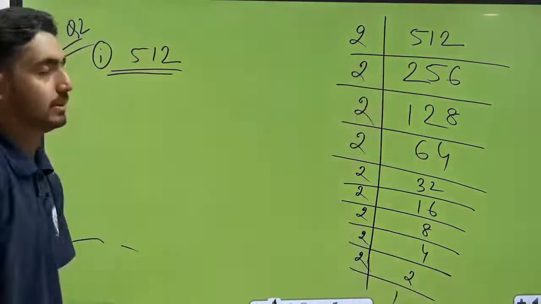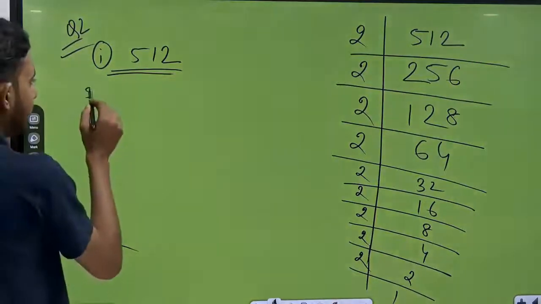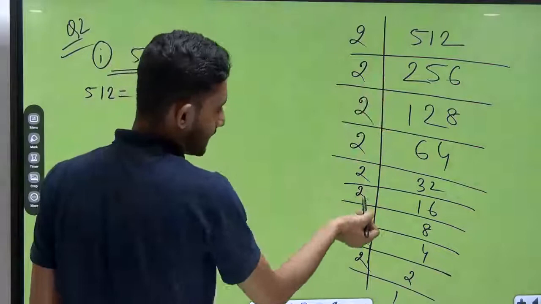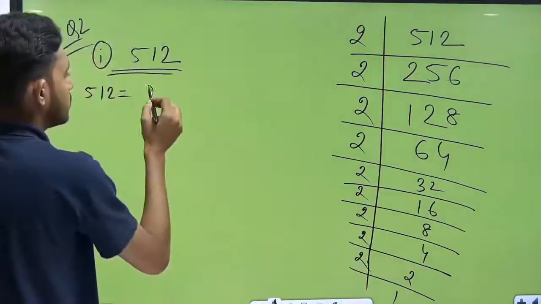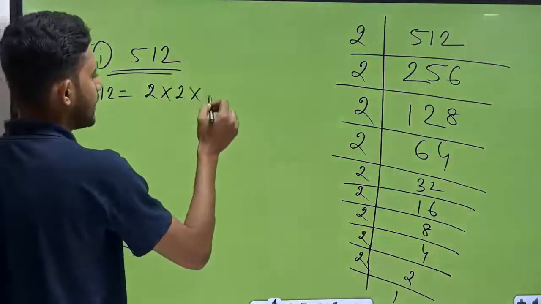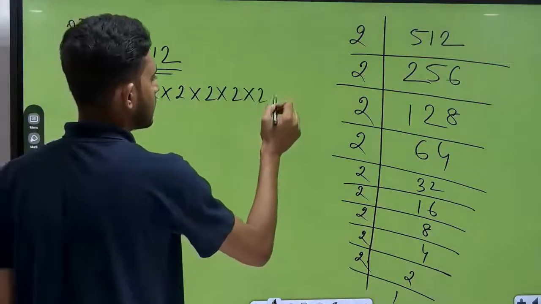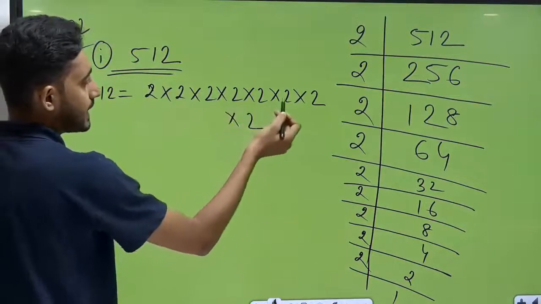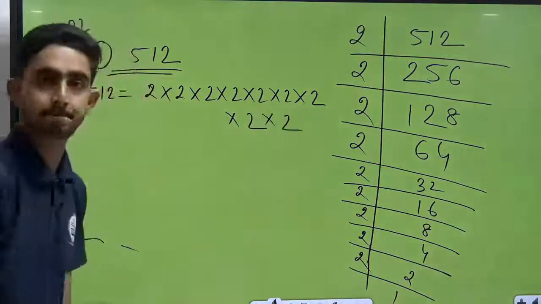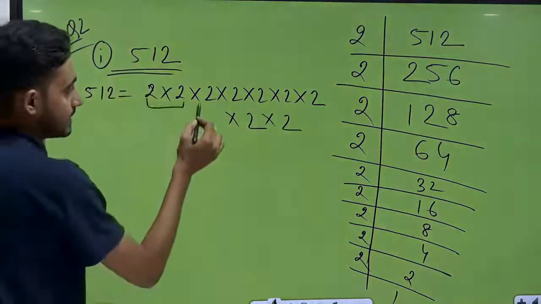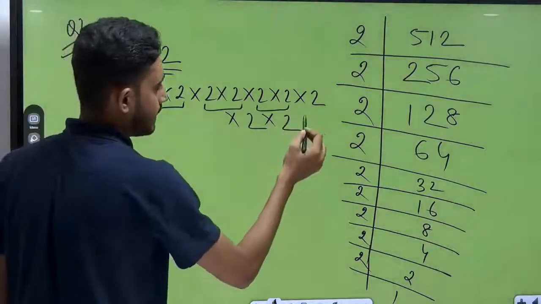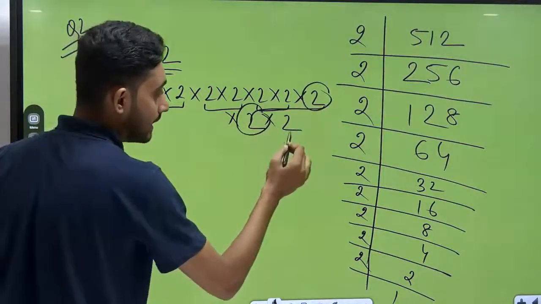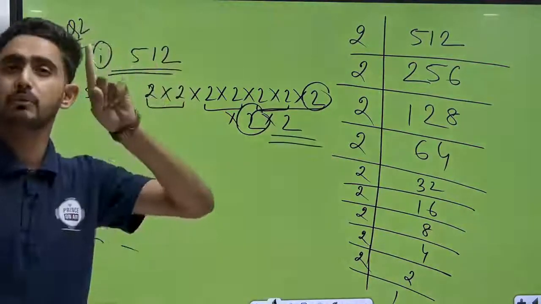Okay, now all of you write down like this. 512 is equal to 1 2 3 4 5 6 7 8 9, write down 2 into, like this way, nine 2s. Okay, now all of you make pairs. Make pairs like this. The pair has been made, right? This one and this one making a pair. But this is the number 2. Only one 2 is left.